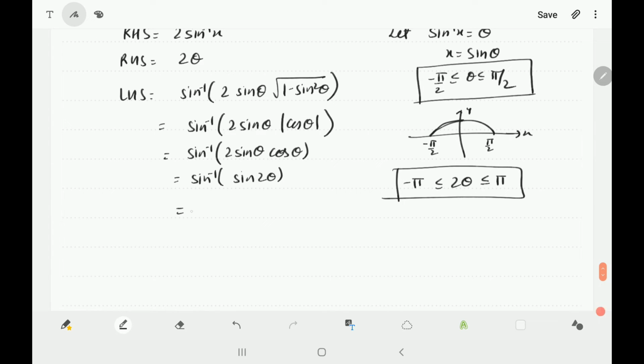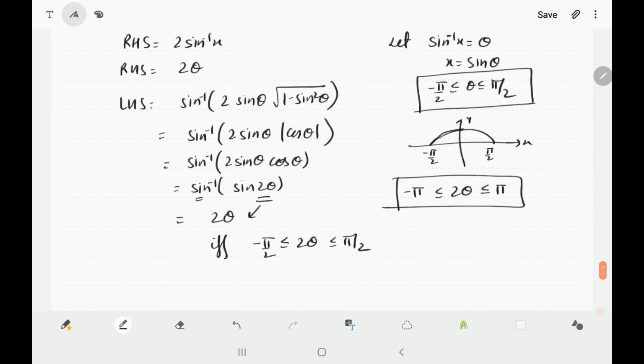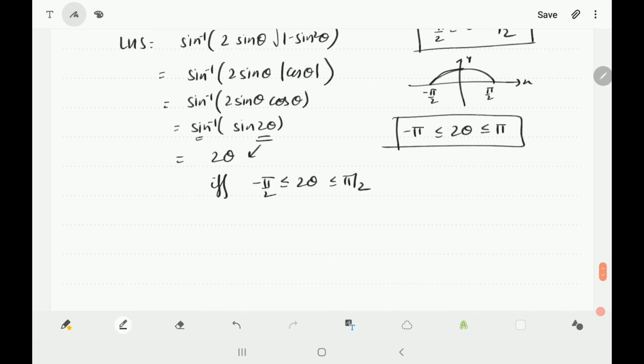So the left hand side will open up as 2 theta if and only if 2 theta lies in the closed interval minus pi by 2 to pi by 2. So this will give us a restriction on the values of x. If 2 theta is from minus pi by 2 to pi by 2, then 2 theta is in the principal value branch of sin inverse, so it will open up as 2 theta, and in that case only the right hand side will be equal to the left hand side. Now if 2 theta is from minus pi by 2 to pi by 2, theta will be from minus pi by 4 to pi by 4.